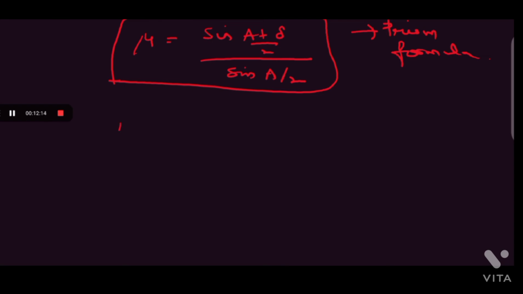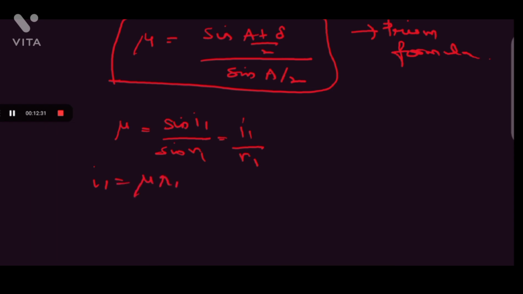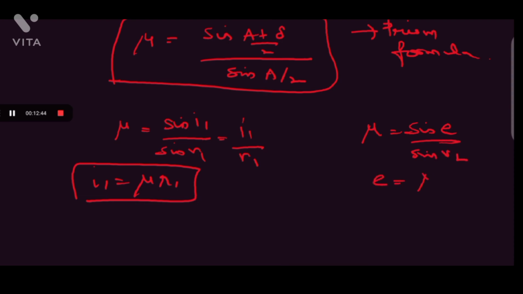Now with the help of Snell's law, since the angles are very small, the first refraction is sin I1 by sin R1, which is nothing but I1 by R1. Right? So I1 is equal to mu R1. In the same way, in the second refraction, where mu is equal to sin E divided by sin R2, by the approximation sin theta is approximately theta, you will get E is equal to mu R2.